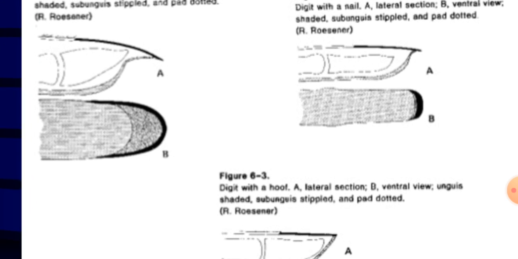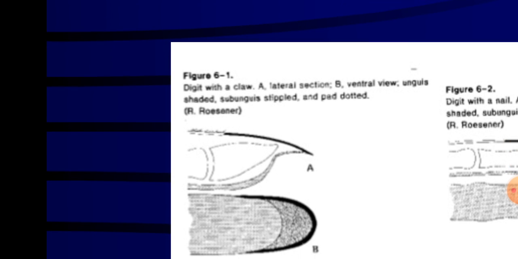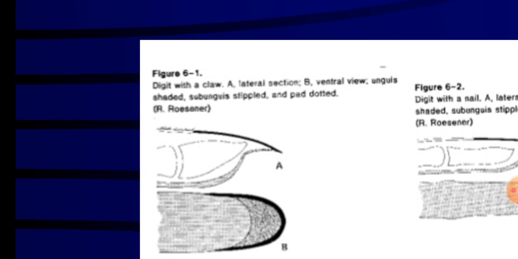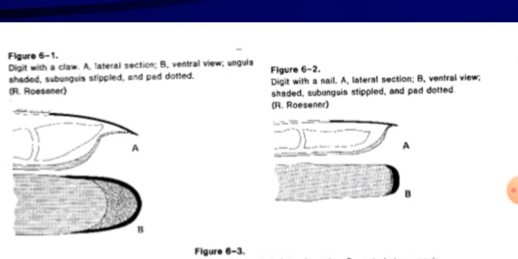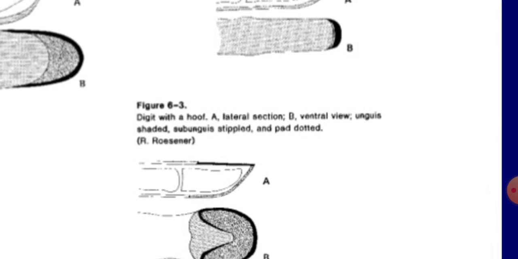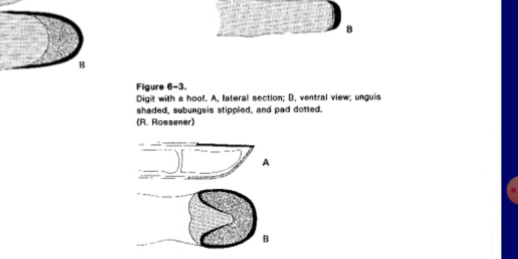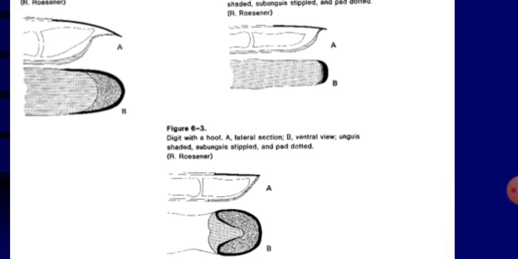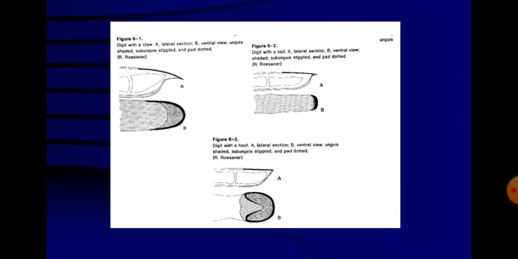This is the structure in which a digit has a claw, and this is a digit with a nail, and in this a digit with a hoof. The hoofs are present in the ungulates.